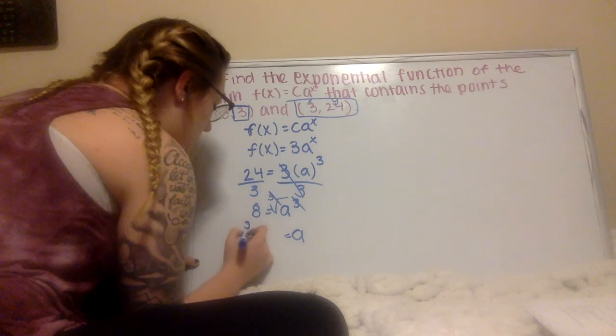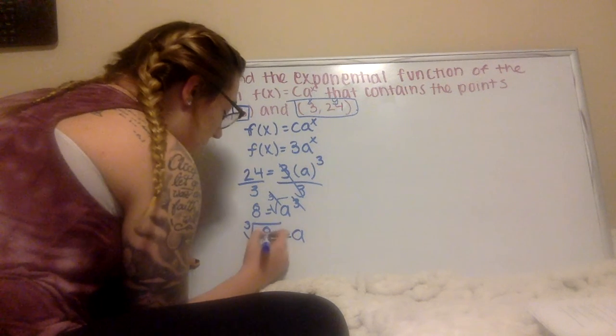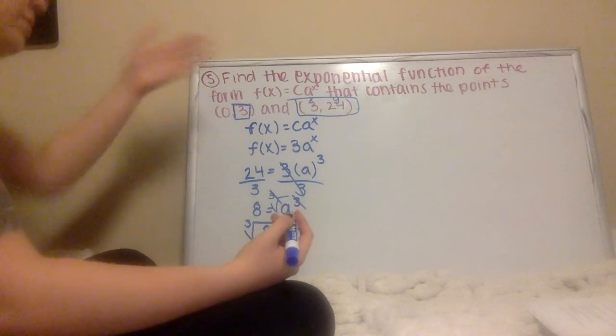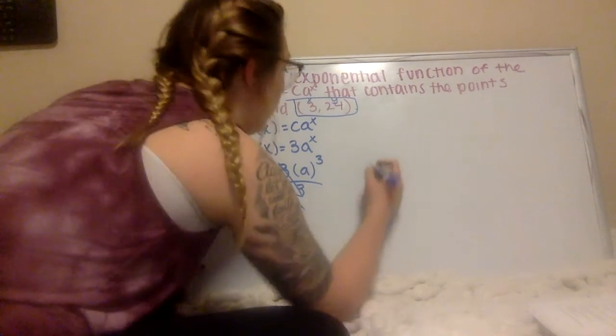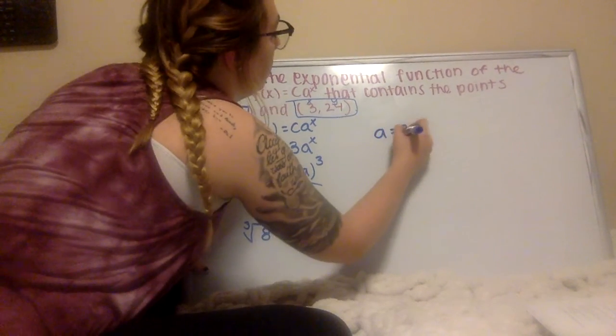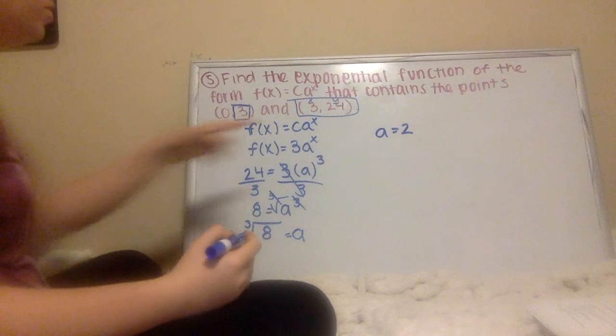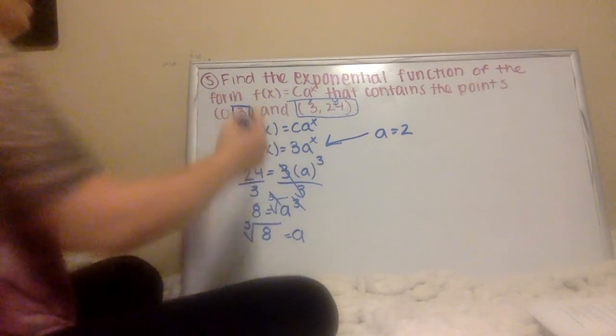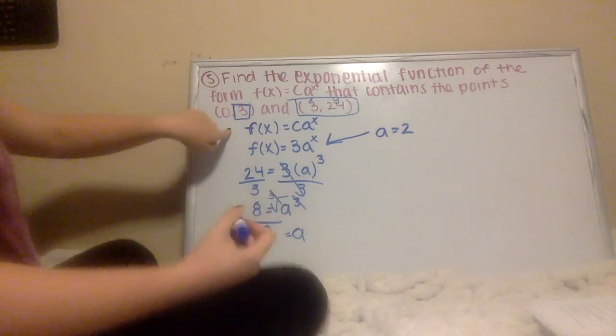So we need to take the cube root of 8, which you can plug into your calculator. Or if you knew that 2 times 2 times 2 is 8, then that's awesome. So now we know that our a equals 2. Well, this isn't the last step, so now we've got to plug this back in so that we have our final answer in that form of f of x equals c a to the x.